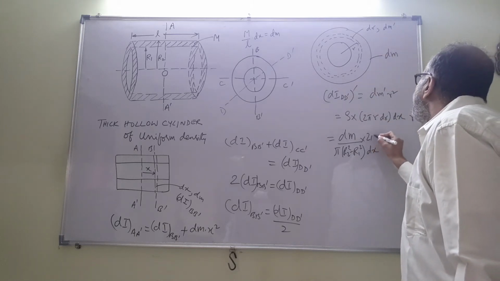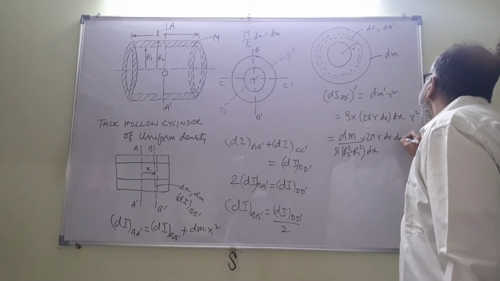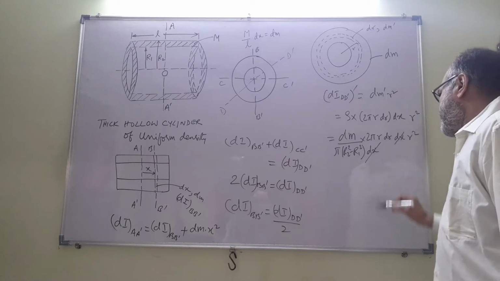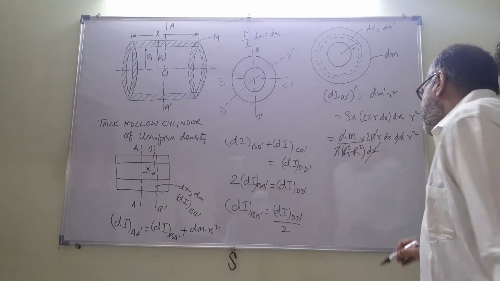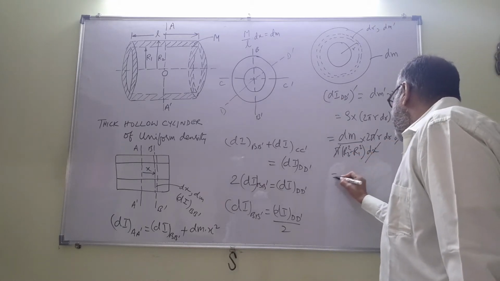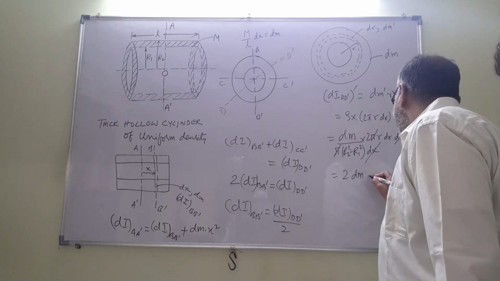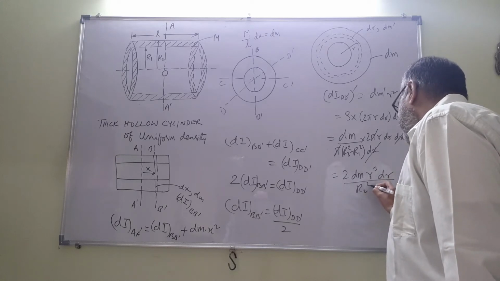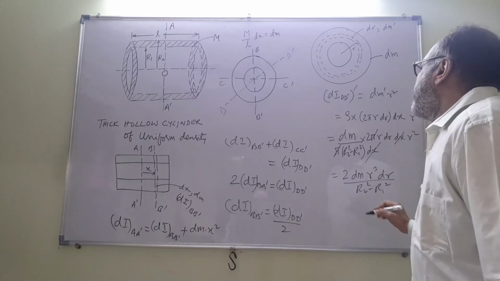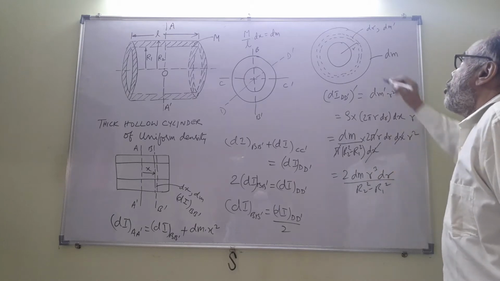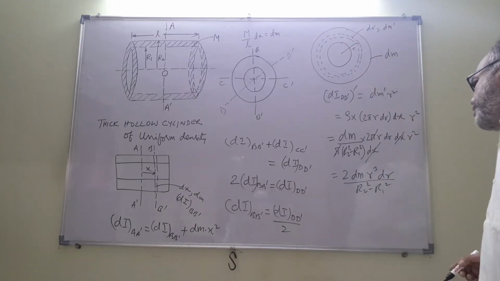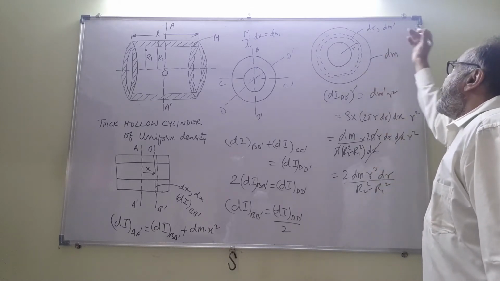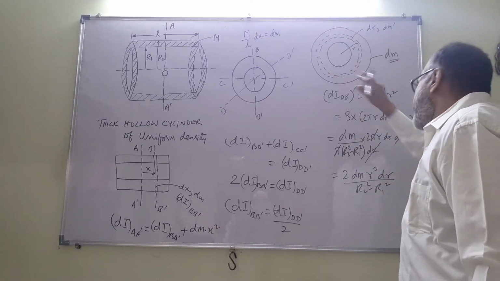So you will have 2 pi r dr dx r squared. So dx would cancel, pi cancels, and you have this as 2 dm r cube dr by (r2 squared minus r1 squared). That would be the moment of inertia of this infinitesimal ring. Now we need to integrate this. dm is a constant for the given disk.